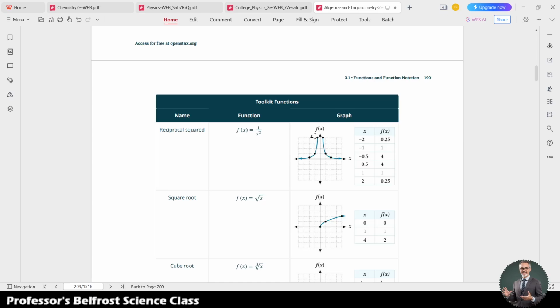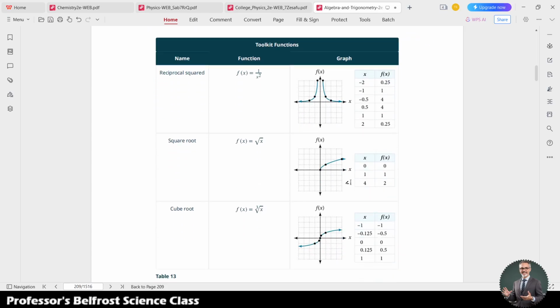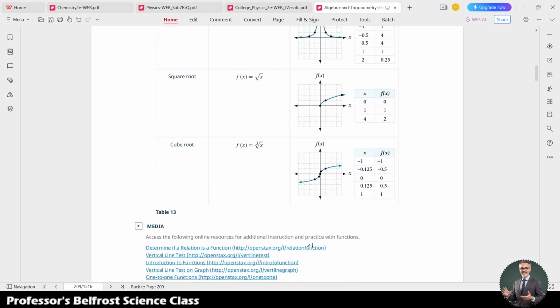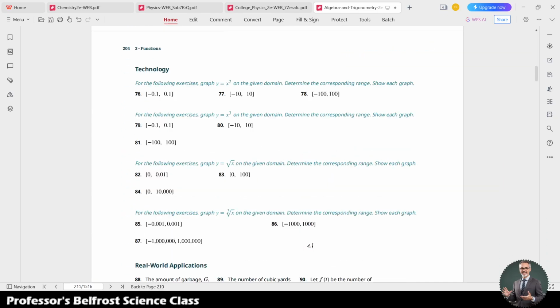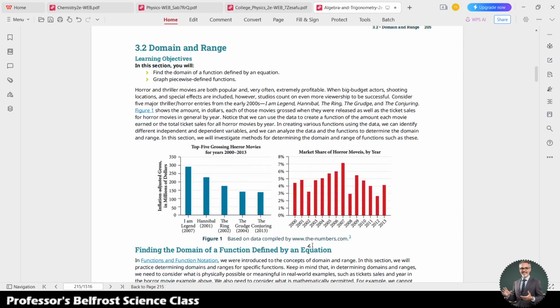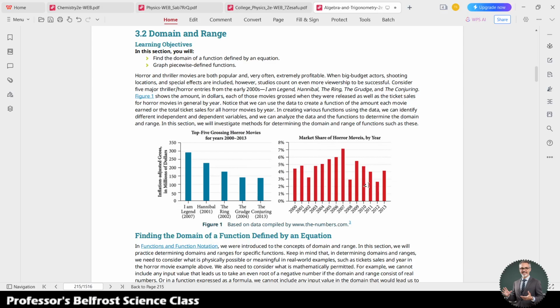We have reciprocal square. Okay, also it looks something like this. And for square root of x it's like this, and cube root of x is like this. Okay, skip, and we enter the discussion on domain and range. Let's see this data. Top 5 grossing horror movies from years 2000 to 2030, and market share of horror movies by year.